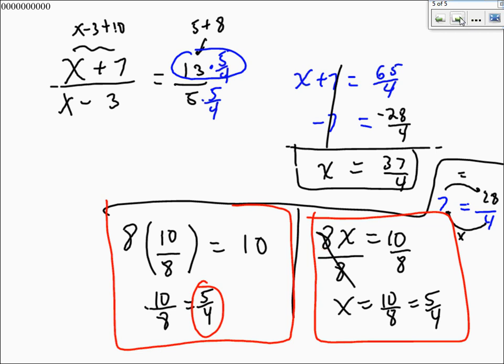And one last time, if I had a 3 in the front, all that will tell me is that my x is really 3x. So 3x would be 37 over 4. Divide the right side by 3, you get 37/12. It's not going to affect any of the steps. All it does is, in the very last step, instead of solving for x, we solve for 3x, and then we do one more step and solve for x. We divide by the coefficient of x.